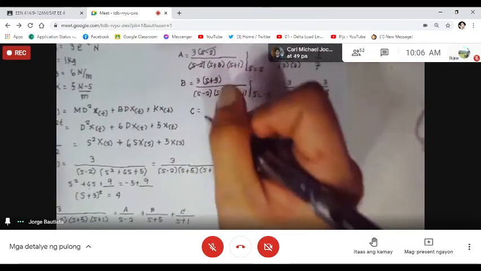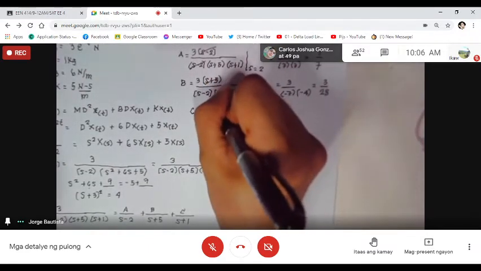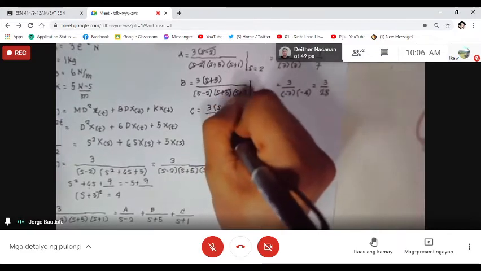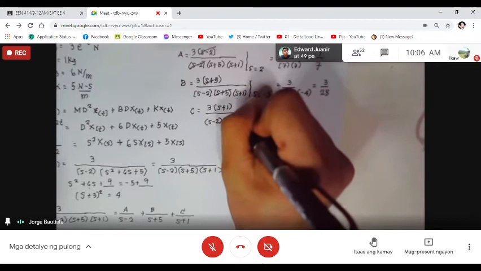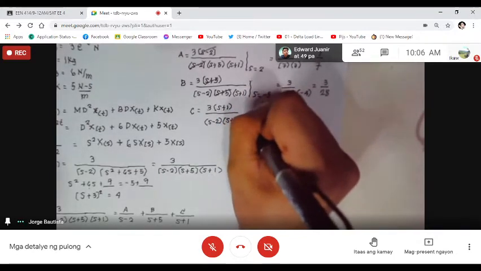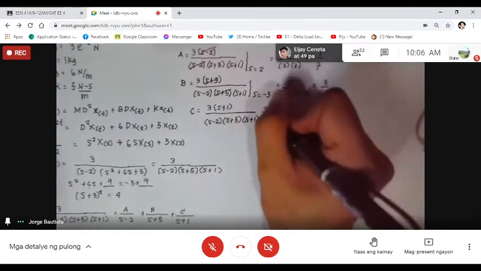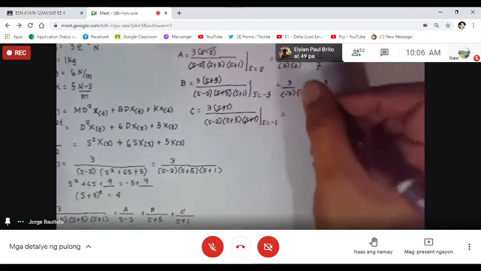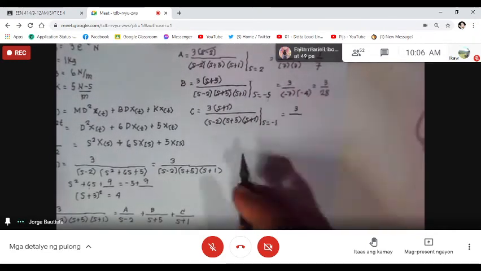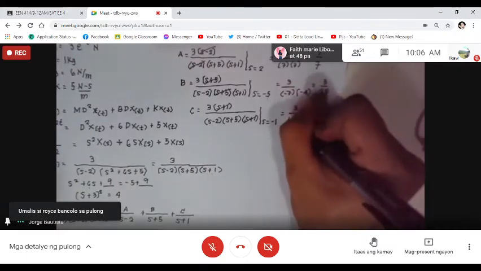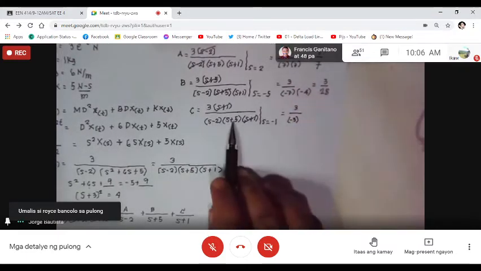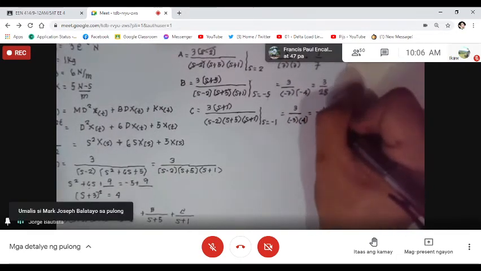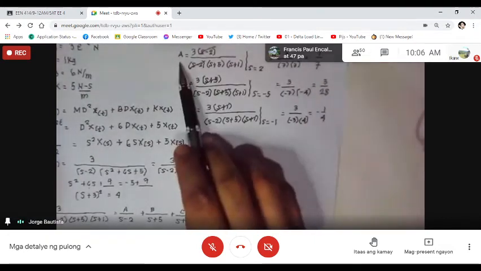C, that is 3 times s plus 1 all over s minus 2, s plus 5, s plus 1. Okay? Taking s to be equal to negative 1. So, negative 1, so cancel ito. That is equal to 3 over negative 3 times positive 4. So, that is negative 1/4. Okay? So, nahanap mo na yung ABC.